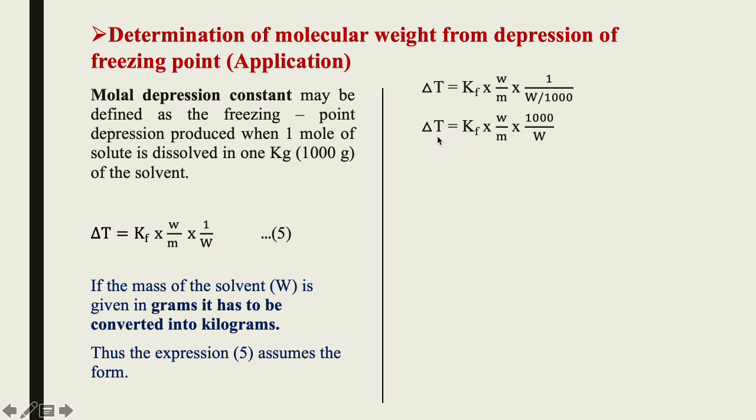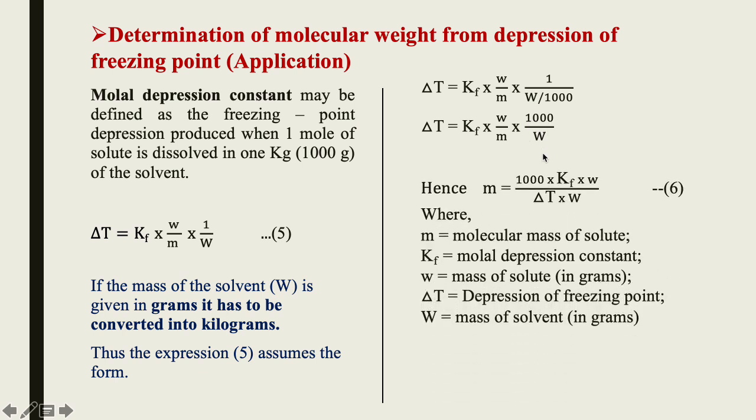So delta T is equal to Kf into the number of moles of the solute, that is small w divided by small m, into 1000 divided by capital W. If you take the small m, which is the molar mass of the solute, to the left hand side, and take this delta T to the right hand side as a denominator, you will get equation number 6.